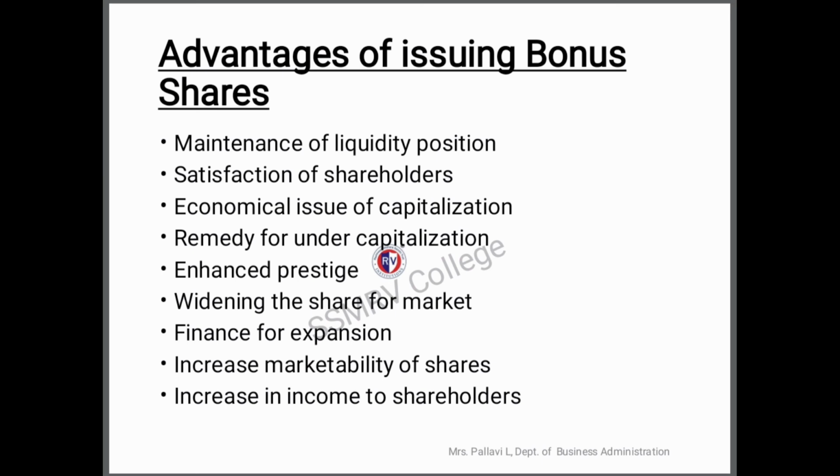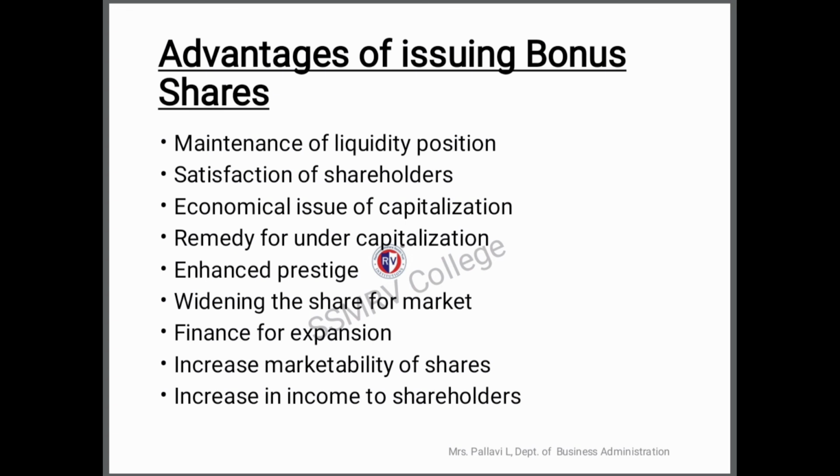And the next point is remedy for undercapitalization. When the company issues bonus shares, the rate of dividend per share will come down. And don't you think it's a remedy for undercapitalization? They don't have to pay interest, right? And the next advantage is it will enhance the prestige of the company, and the goodwill will also be enhanced, okay, when the company issues bonus shares.